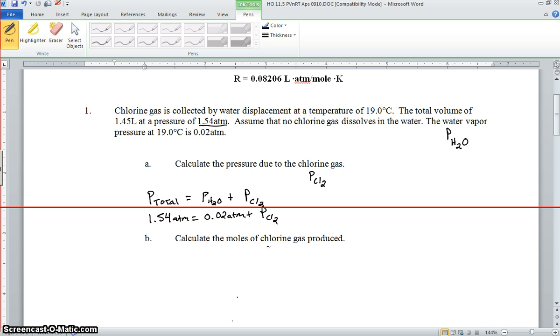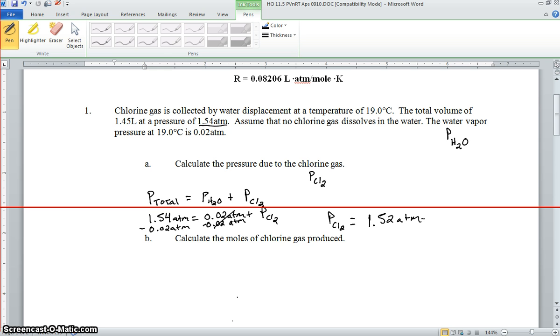Now we've got to set it up. This just became a math problem straight up. To solve for the pressure of the chlorine, we subtract the pressure of the water from both sides. What we do to one side, we must do to the other. That cancels from this side, so we now know that the pressure of the chlorine in that chamber is equal to 1.52 atmospheres. So the pressure being created from just the particles of chlorine is 1.52 atmospheres.